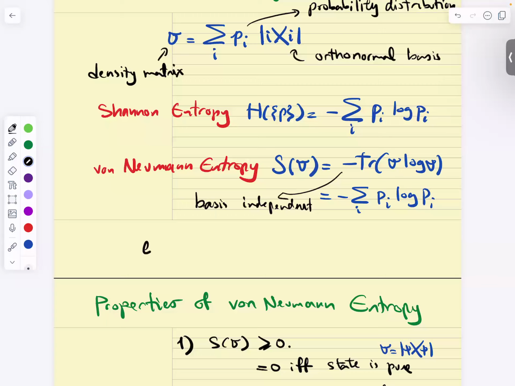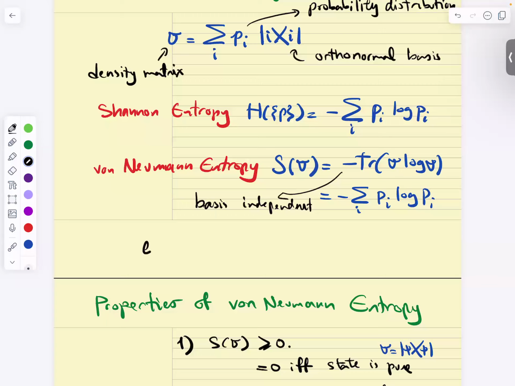Any questions? I just have a last slide about entropy, and we'll move on. It's the properties of entropy. Like its Shannon counterpart, von Neumann entropy is non-negative. It's equal to 0 if and only if the state is pure, which means that sigma could be written as ket psi bra psi. In d-dimensional Hilbert spaces, it is always upper bounded by log of d.